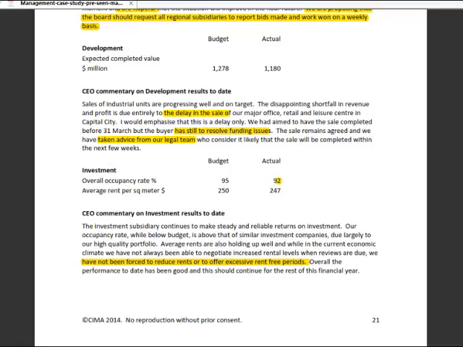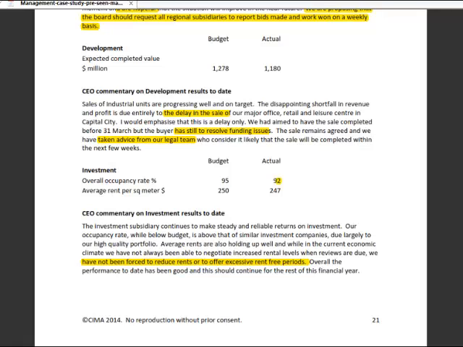Just down here we can see that we haven't been forced to reduce rents or offer excessive rent-free periods. I would just add the word yet. In a competitive environment, obviously that's one of the things that's going to happen, so you may as well perhaps plan for it. But other than that, this seems to be like a reasonably well constructed report, albeit brief.